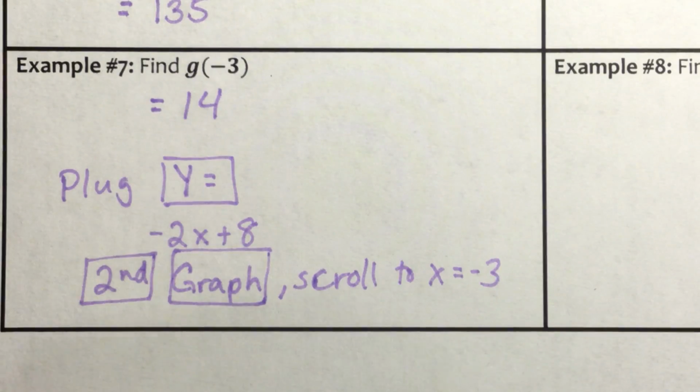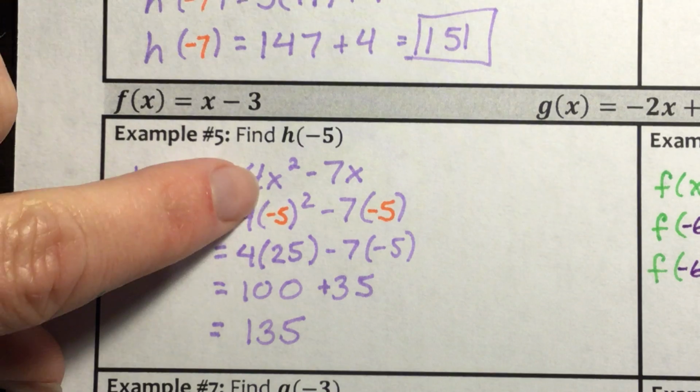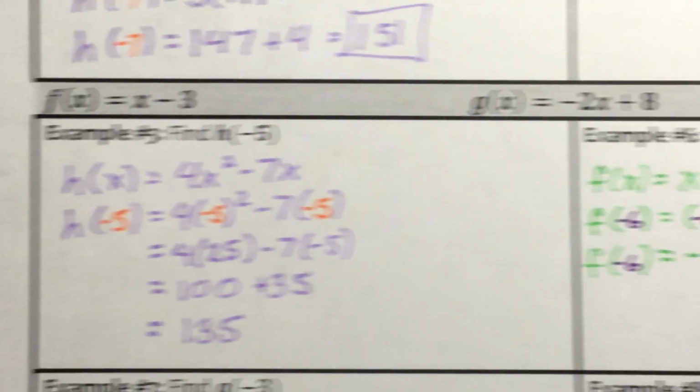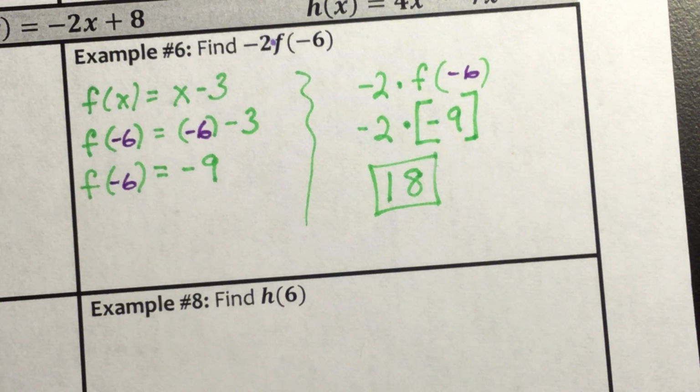All right, let's do the same thing for h of 6. Now remember that h of -5 kind of took a lot of work, and it's a little bit tricky here where we have the squared and the multiply. So let's plug in to our y equals.